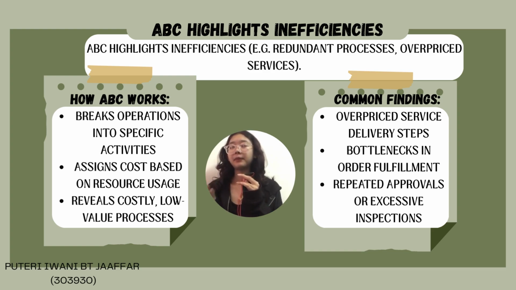Next up is repeated approvals or excessive inspection. This means that sometimes processes are too bureaucratic or overly controlled, like needing multiple approvals or double checks. For example, if a document needs to be reviewed by 4 managers instead of 1, ABC shows this step is time consuming and expensive, but not always necessary.